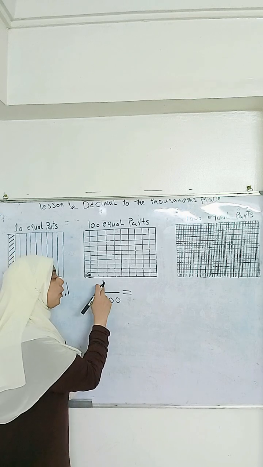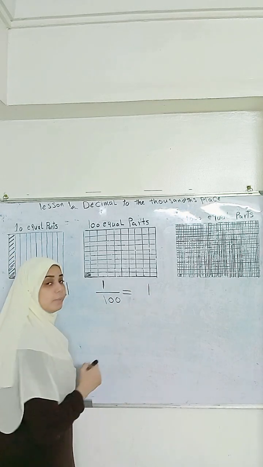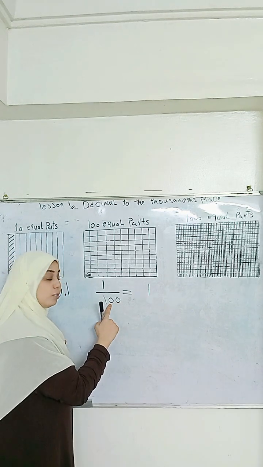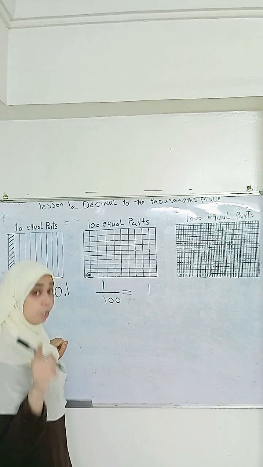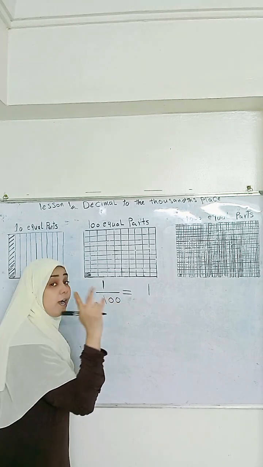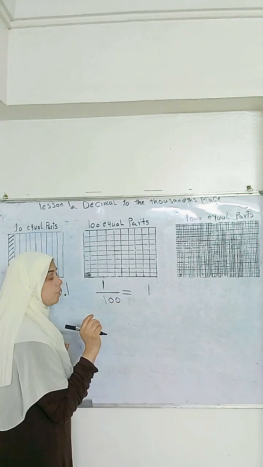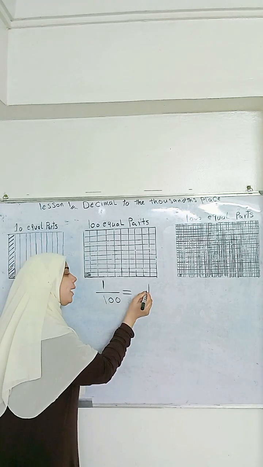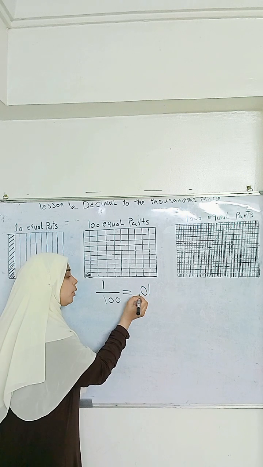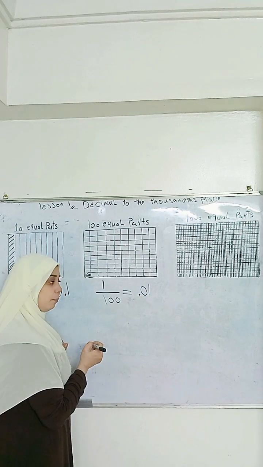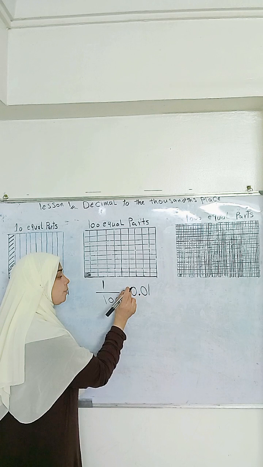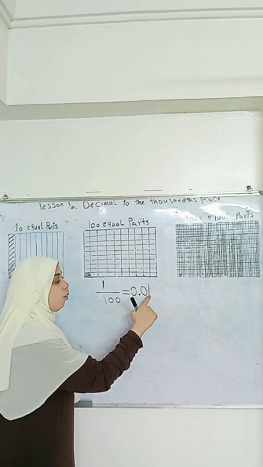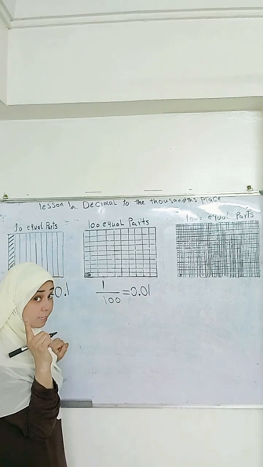Yes. Put down the numerator and look at the denominator. How many zeros? 2 zeros. That means we will put the point after 2 digits. Okay. I have just 1 digit. What can I do? Put 0, then the decimal point, and put the other 0. That means 1/100.